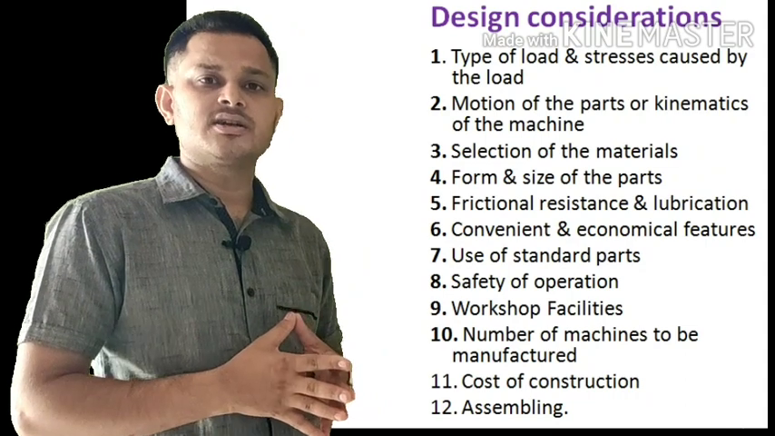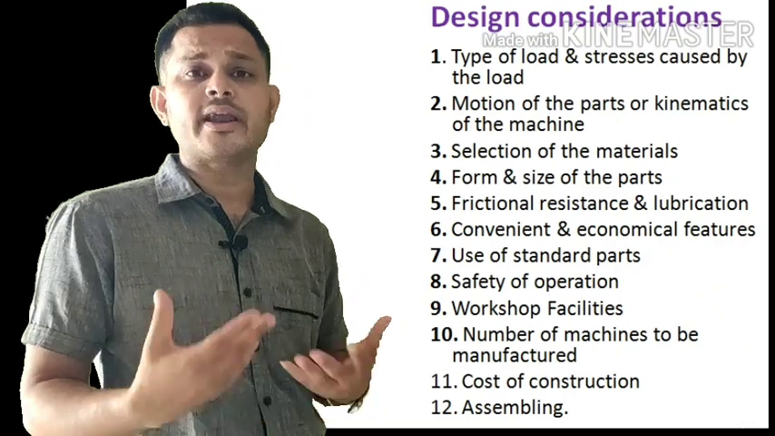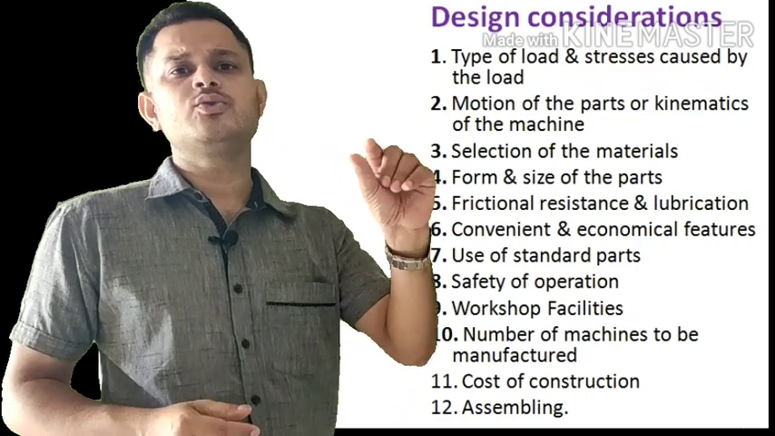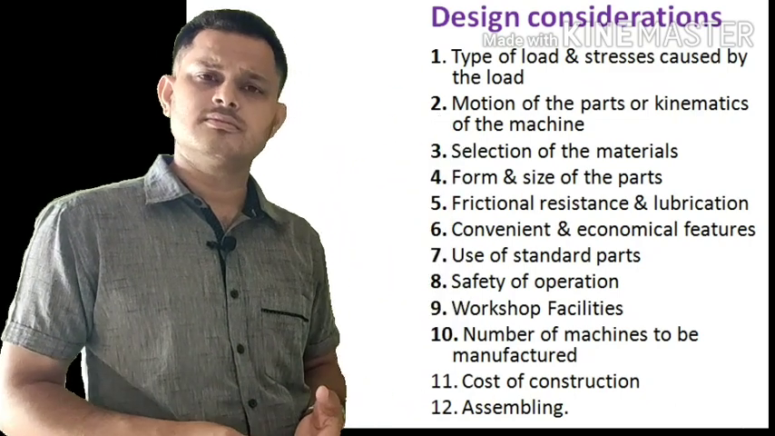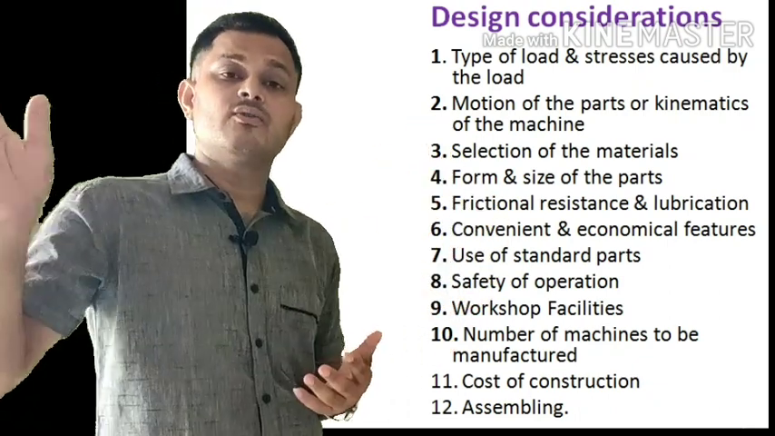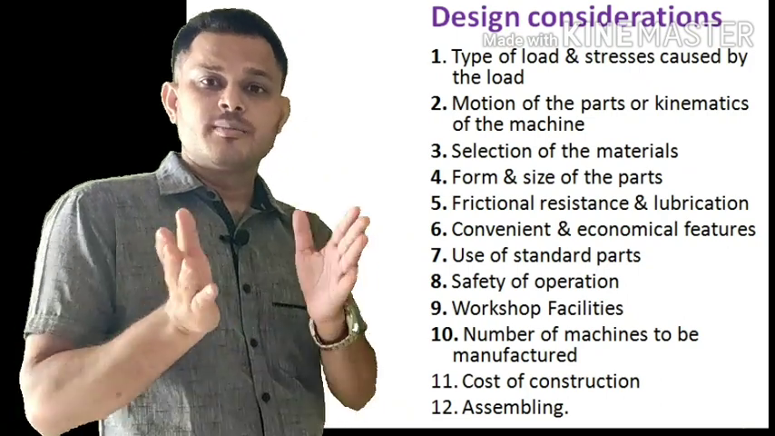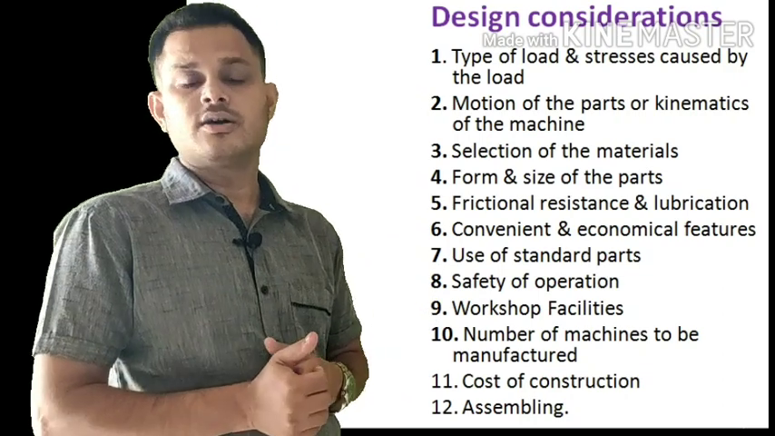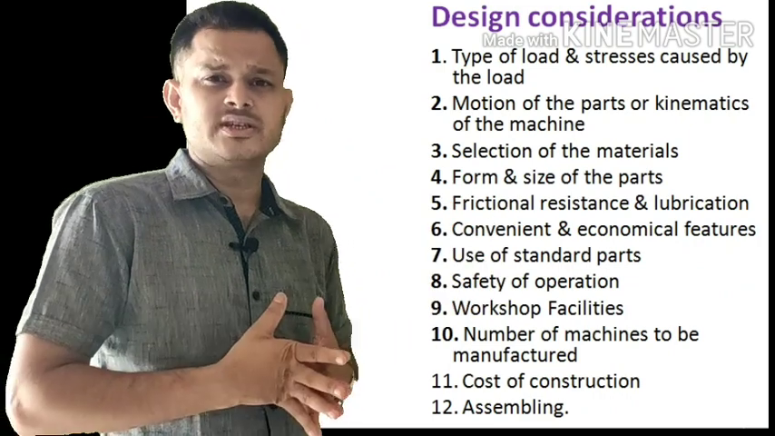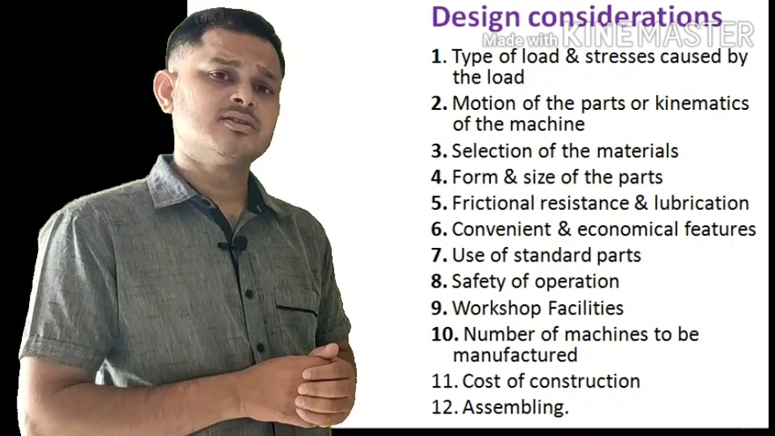Number of machines to be manufactured. How many machines, mechanisms or components we need to manufacture has to be considered. If I need to go for only 2, 3, 4, 5, that is batch production, we will opt for certain processes. But in the case of mass production, we have to opt for different processes. So the number of machines or components to be manufactured also has to be considered, so that different machining processes can be selected.